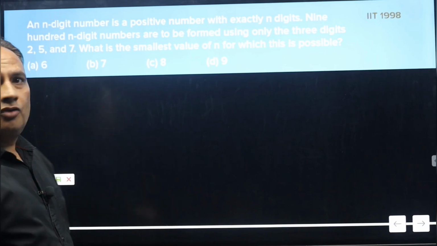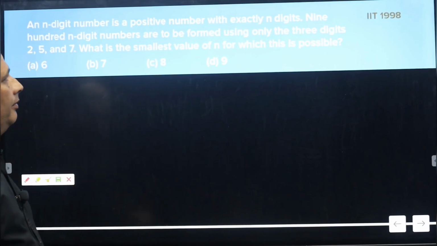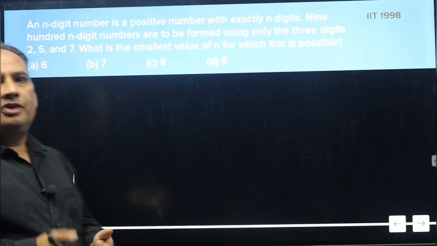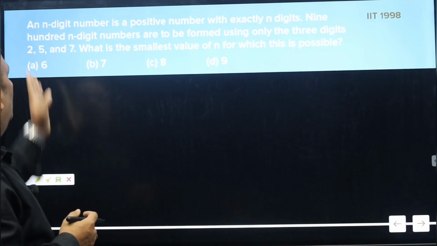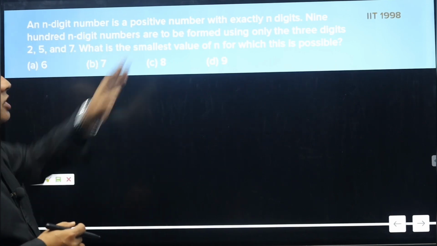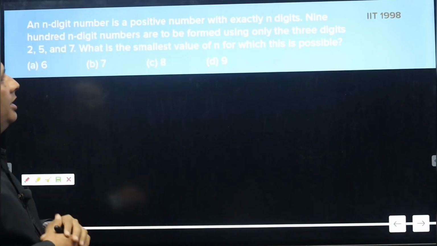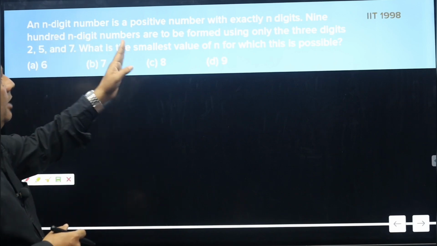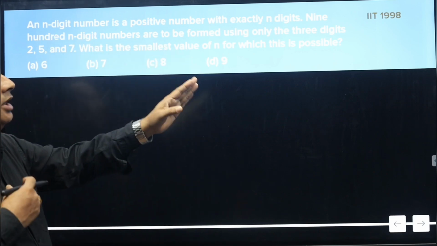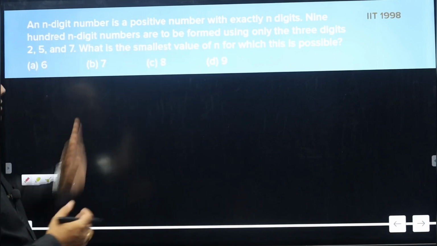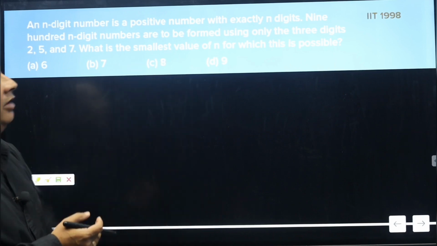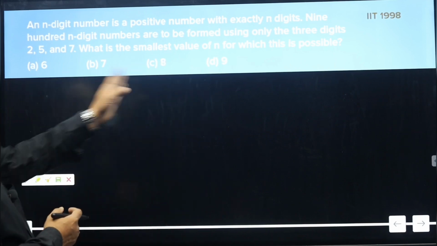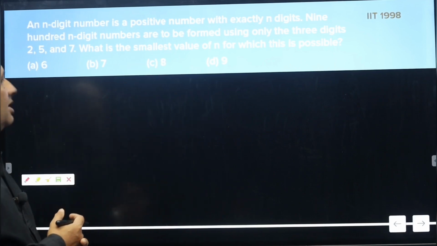So this is a question from IIT JEE 1998, nowadays we call it a JEE Advanced question. An n digit number is a positive number with exactly n digits. 900 n digit numbers are to be formed using only the 3 digits 2, 5, 7. What is the smallest value of n for which this is possible? Options are given: 6, 7, 8, 9, that we will see.